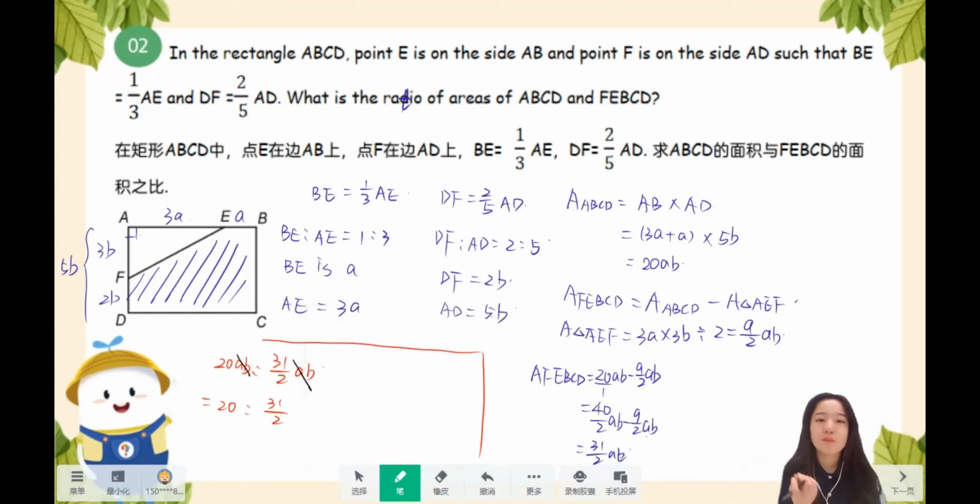Some students may pick option E directly because you can see in the other options, we don't have such a ratio. But actually, it is not the simplest of all because one of the two numbers is not a whole number. So we need to multiply both by the same number. As long as we multiply both by 2, we can make that into whole numbers, and it is 40 to 31, which is just option A.